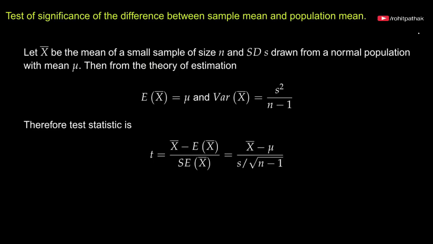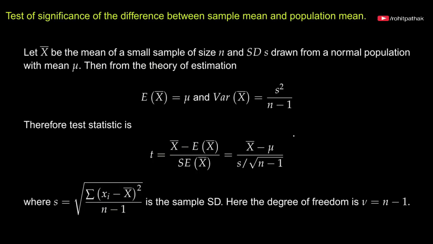Therefore, the test statistic is t equals x bar minus expectation of x bar divided by standard error of x bar. This standard error of x bar is nothing but the standard deviation of this mean, which will be under root of s square upon n minus 1, and comes out as s upon root n minus 1. This is the test statistic for testing whether the difference between the sample mean and the population mean is significant or not, where this s is obtained using this formula.